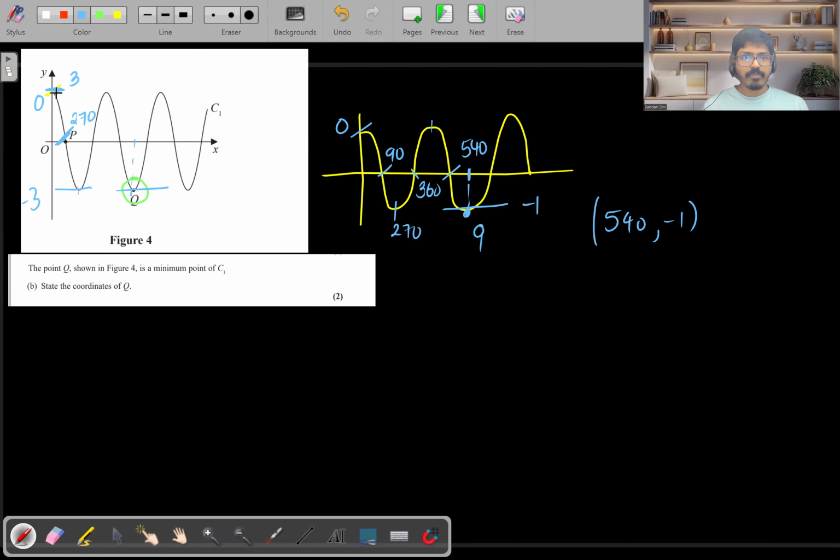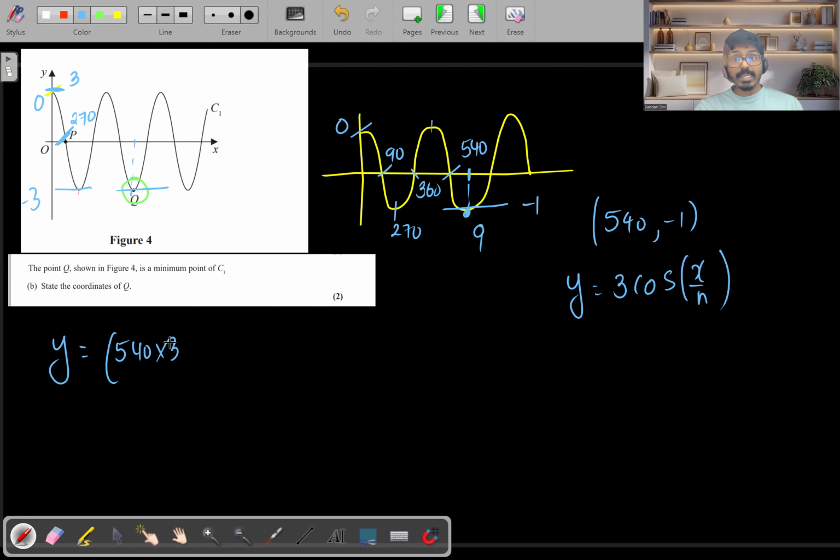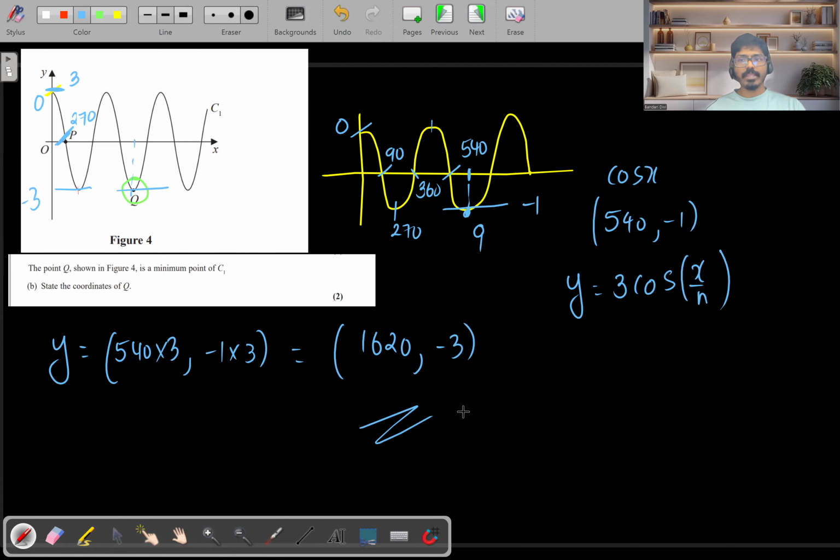Here we are looking for, already we know that y is equivalent to 3 cos x upon n. So based on that, we can say that y is equal to, we'll multiply this coordinate with 3. So 540 multiplied with 3, because y is equal to 3 cos, right? So this is for only cos. Then multiplied -1 with 3. So that could be our 1620, -3 could be our answer for part B of the question. So our coordinates would be 1620 and -3.